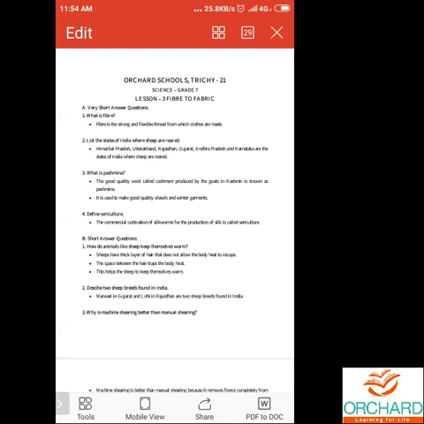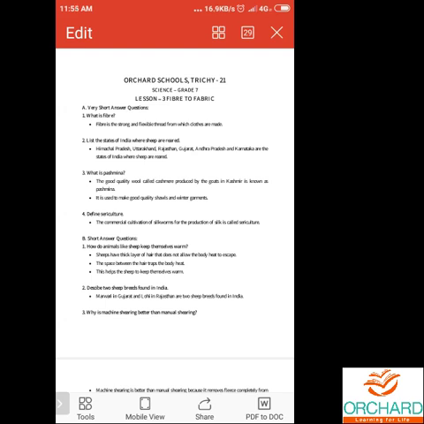What is Pashmina? The good quality wool called Kashmir, produced by the goats in Kashmir, is known as Pashmina. It is used to make good quality shawls and winter garments. Very good quality shawls and winter garments are made using Pashmina.